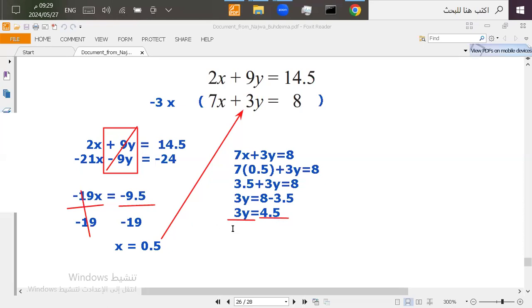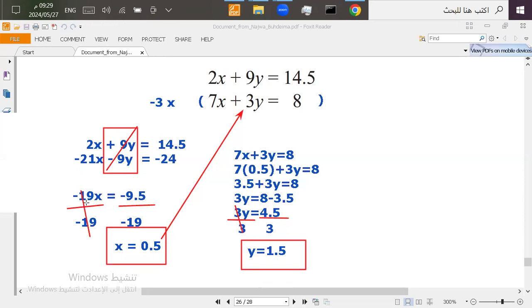So here divide 3, and here divide 3. As I said, this step is the same as taking to the other side. So it will give you the same answer. So here y will equal 4.5 divided by 3, and it will give me 1.5. So we found the x and we found the value of y, and this is how you solve simultaneous equations. So x is 0.5, y is 1.5.